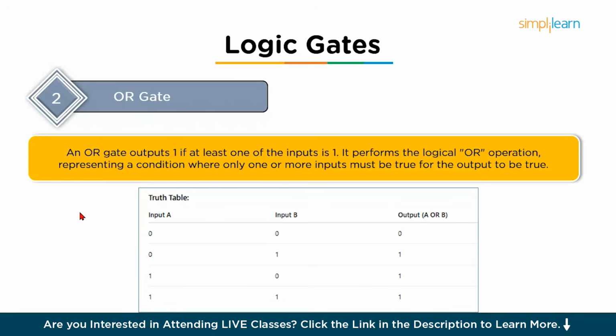output to be true. Here you can see if input A is 0 and input B is 0, then the output is 0. But an OR gate outputs 1 if at least one of the inputs is 1. Here input A is 0, input B is 1, then the output is 1. So at least one input should be 1. 1 means true and 0 means false. Then the output will be true. So this is the OR gate.